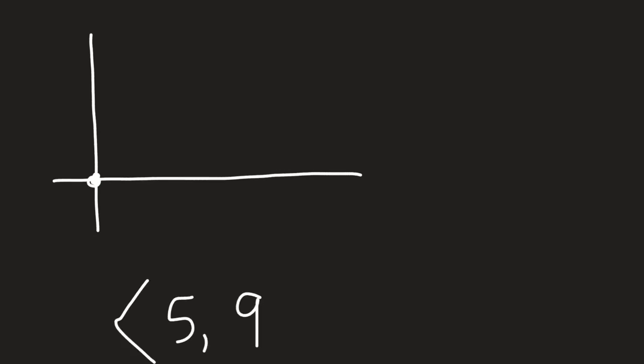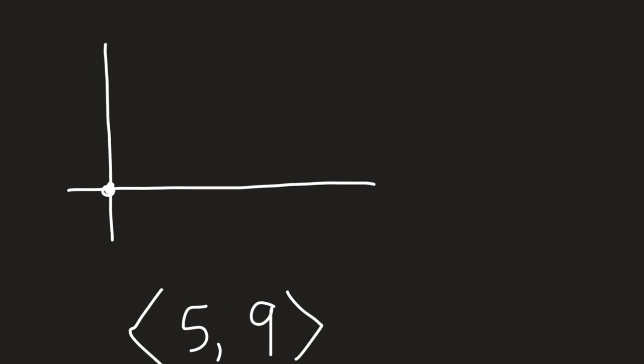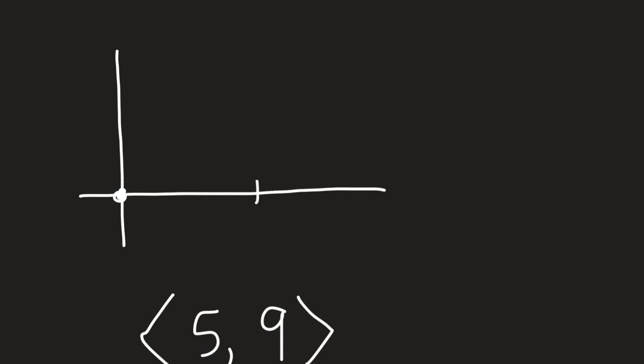Here's our axis. Usually you put the vector at the origin, and maybe the vector is <5, 9>. Vectors have chevrons, and they tell you where to go from the origin to this point. This says go 5 units to the right and 9 units up. So this is our vector representing <5, 9>.